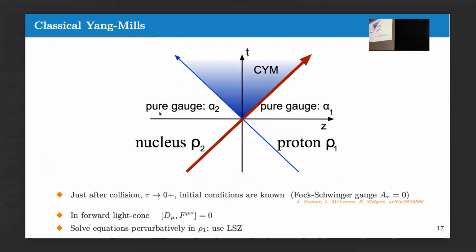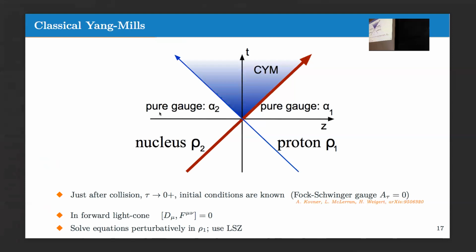Originally, when we attacked this problem with Larry, we didn't follow this logic. We just wanted to compute the first non-trivial correction to the double inclusive production by iteratively solving the classical Yang-Mills equations in the forward light cone. So, in broad strokes, this is the idea.